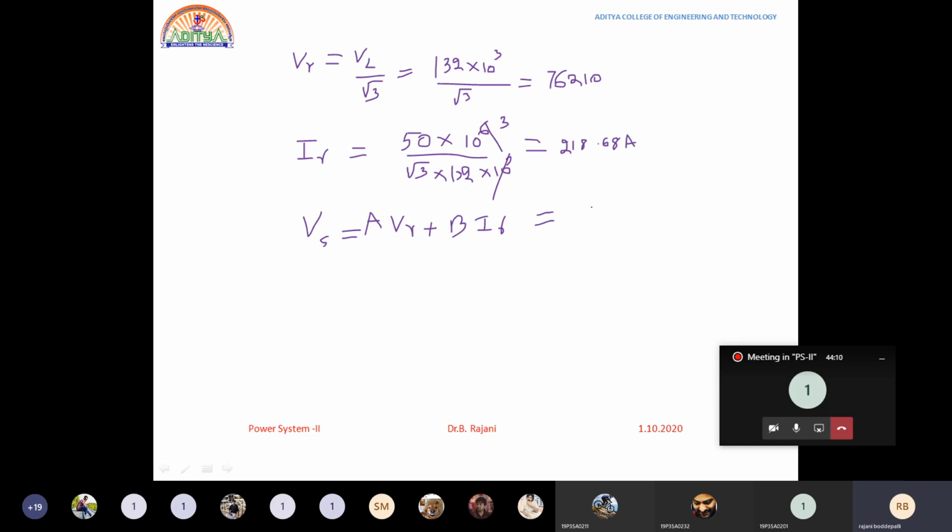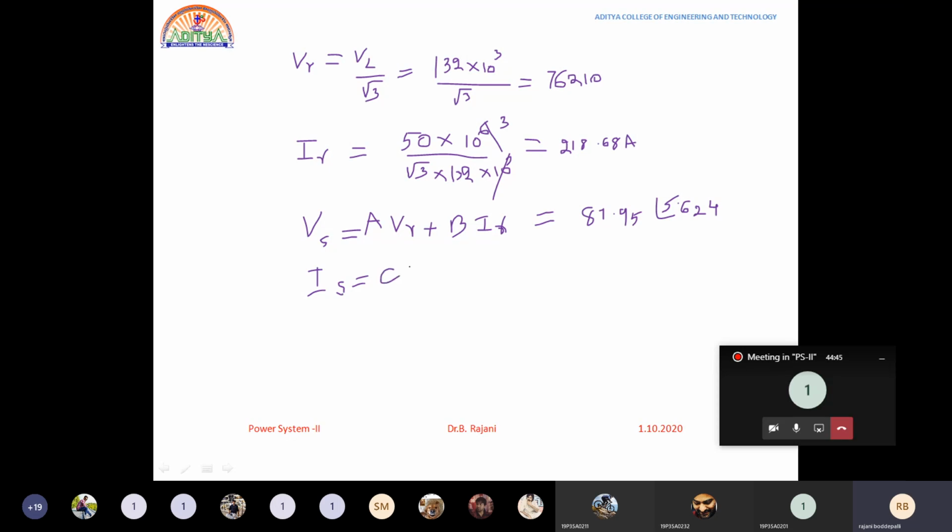So finally you will be getting Vs as 87.95 at an angle of 5.624. Let us suppose you are getting that angle. Now calculate for IS. All values we know, A we know, B we know, VR we know and IR we know. Let us simplify all these values and put them in this equation and calculate for this.